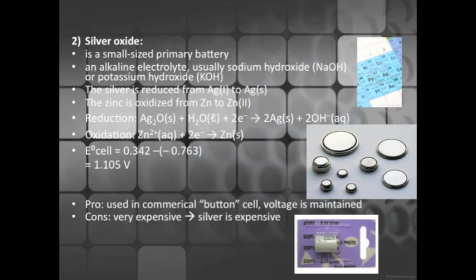Another example of battery is silver oxide. It is a small-sized primary battery. Its electrolyte usually is an alkaline electrolyte, such as sodium hydroxide and potassium hydroxide. The reduction reaction is silver oxide to silver, and oxidation reaction is zinc to zinc oxide. The standard electrode potential is 1.562 joules. The advantage of this battery is that it is used in commercial button cells, such as in the watch or hearing aid, and the voltage is maintained. The con is that it is very expensive. Why so? Because silver is expensive.